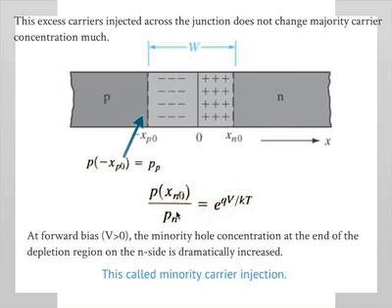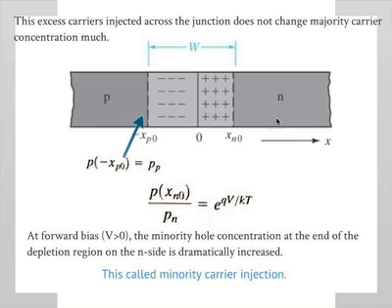Sorry, it's the hole concentration at xn naught over Pn, so it's related to the minority carrier concentration on the n side. So the opposite to what we said before. Okay? That's the applied voltage. So at forward bias, the minority hole concentration at the end of the depletion region on the n side is dramatically, exponentially increased. So again, let's step back and think about what that means in a second.